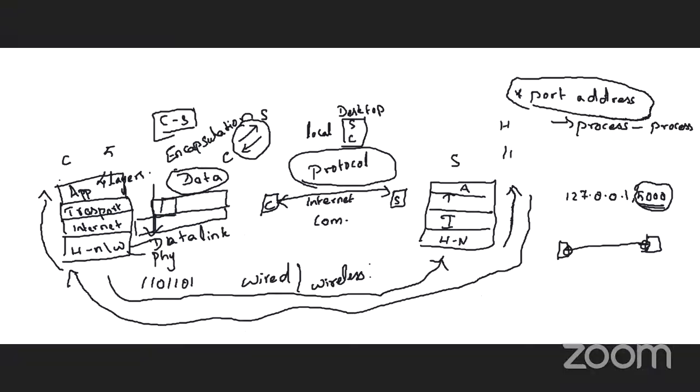Right, so the internet layer consists of the IP address. That is what you have already seen. The IP address has two versions: one is IPv4 and the other is IPv6. IPv4 is of 32 bits and IPv6 is of 128 bits. As I said with the example for port number, 127.0.0.1 is the localhost IP address.